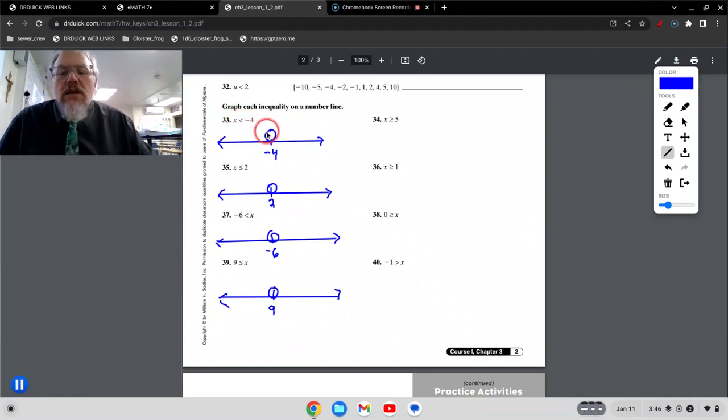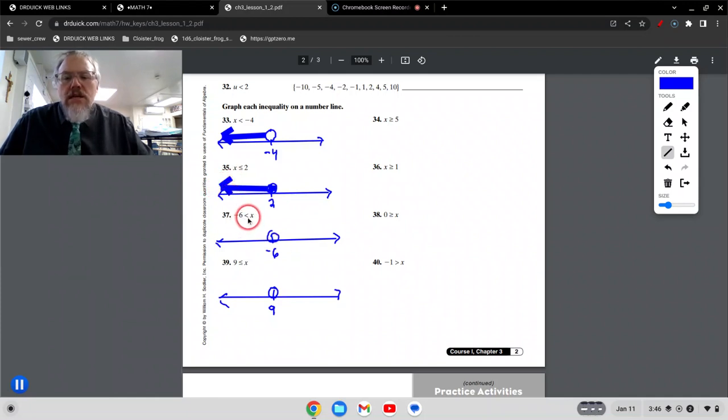X is less than -4. Well, here's -4. This is less than it. So I'm going to go this way and then make an arrowhead. Boom. X is less than or equal to 2. Since it's less than or equal to 2, I can color this in, right? And then it's going this way. So, boom.